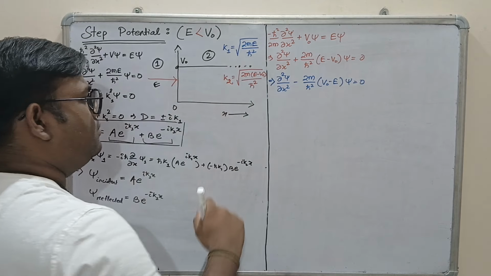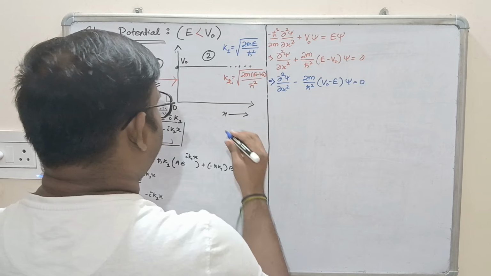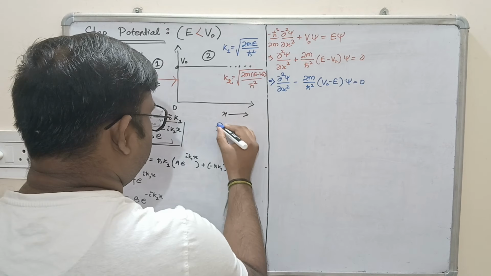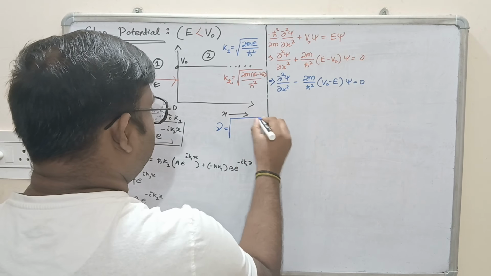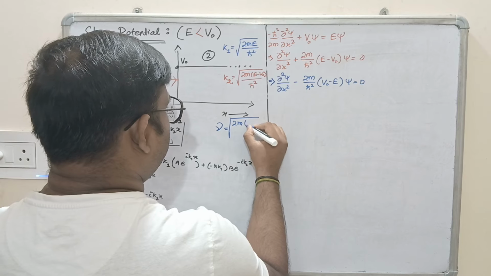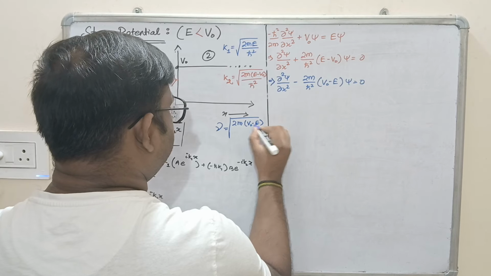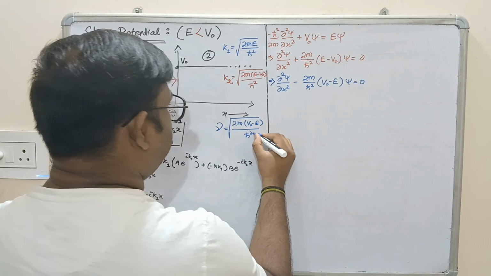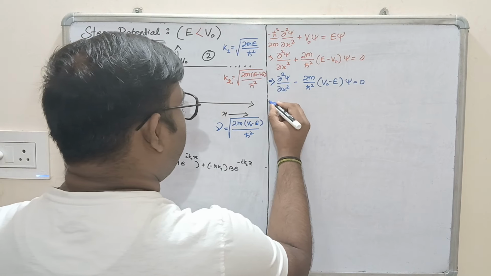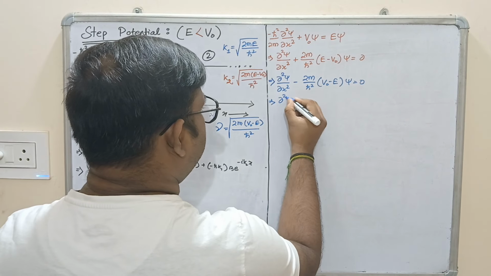We'll just change the sign. After changing the sign, we'll assume some new constant. Let's say nu is equal to root over of 2m(V naught minus E) by h bar square. Yes. So now when you solve this equation, it will come out to be like this.